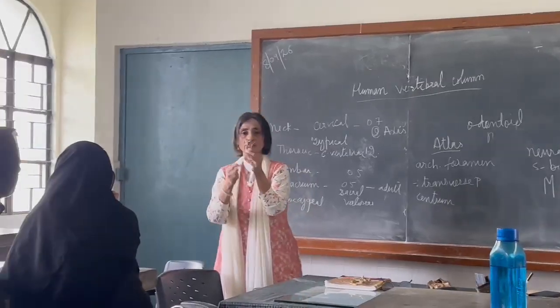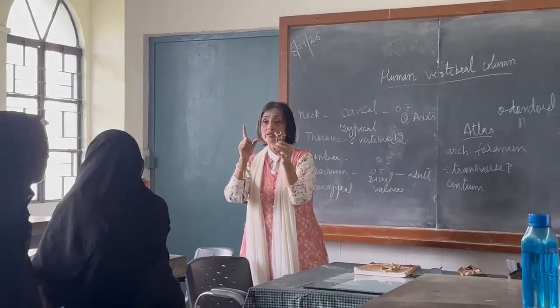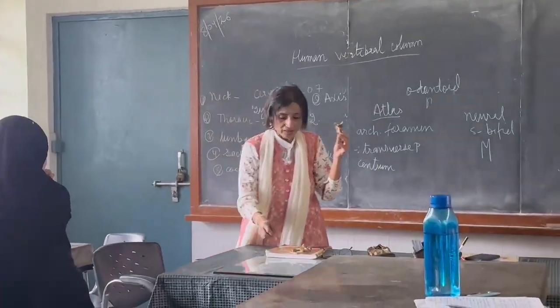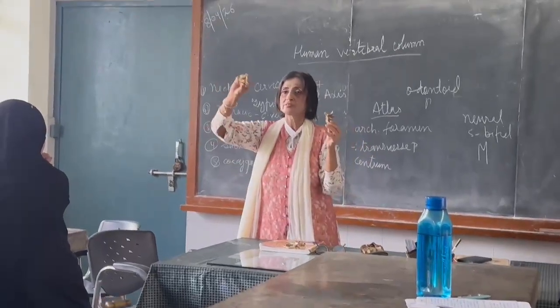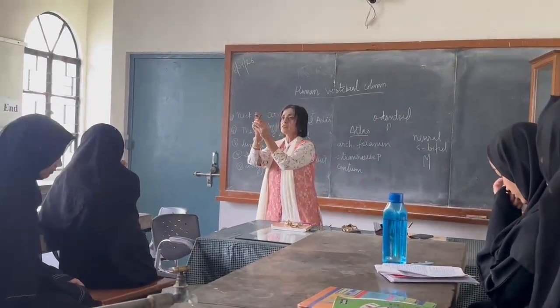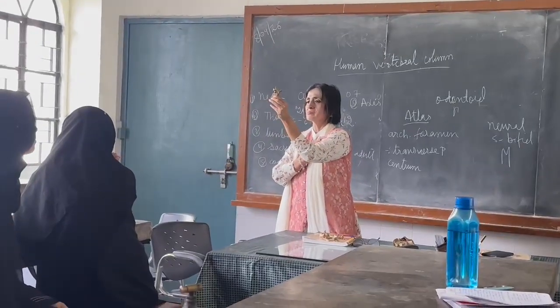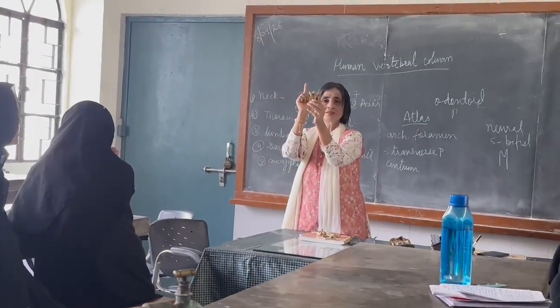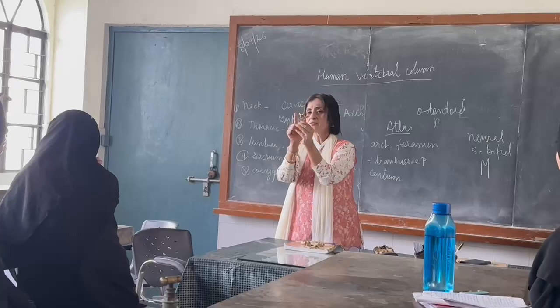This is the neural spine. In the case of cervical, we studied that the neural spine is bifid, right? But in thoracic, there is no bifurcation. Neural spine. These are the transverse processes.